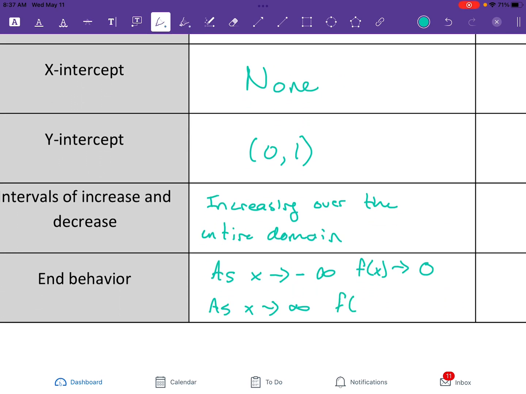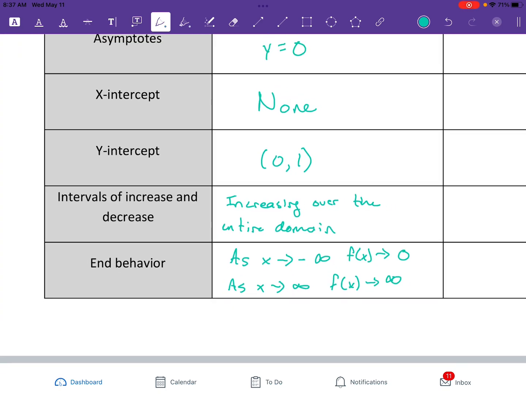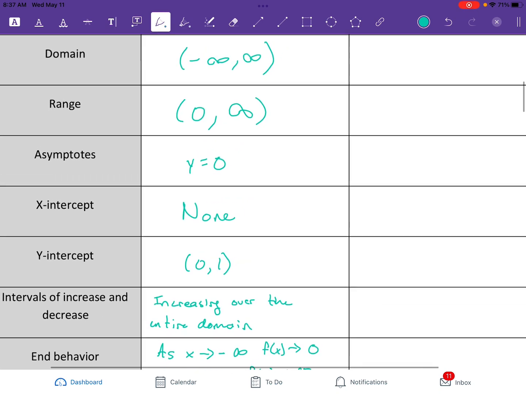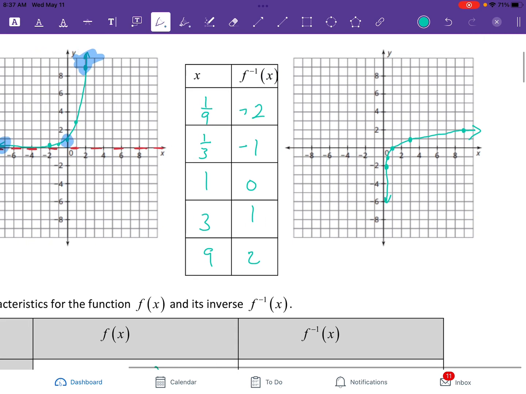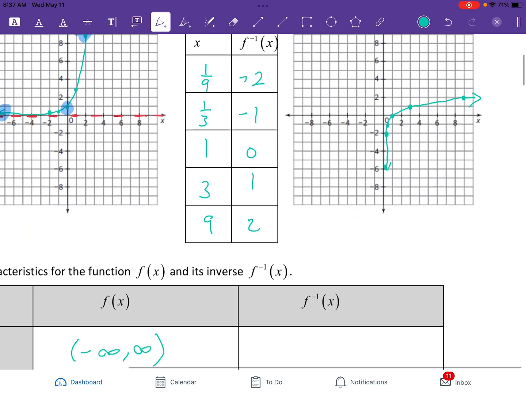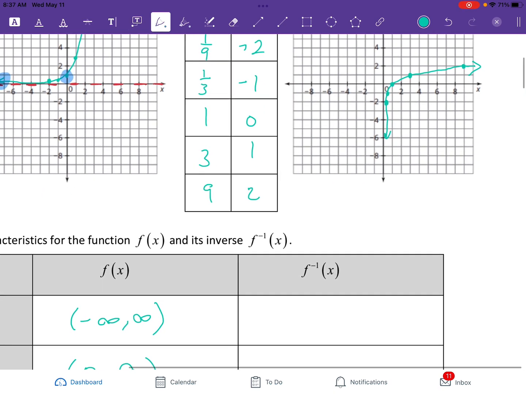So f of x will approach positive infinity. And that's the regular function characteristics. Now we go to the inverse function characteristics. A lot of these are similar to the regular function, but they're flipped.